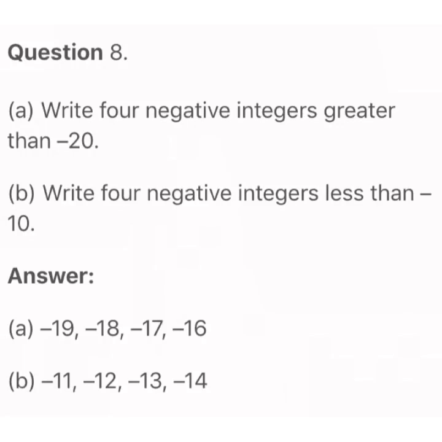So the 4 negative integers which are greater than minus 20 are minus 19, minus 18, minus 17 and minus 16. Second part of the question is write 4 integers less than minus 10. So the 4 integers less than minus 10 are minus 11, minus 12, minus 13, minus 14. These are the 4 integers less than minus 10. Now the next question is question number 9.